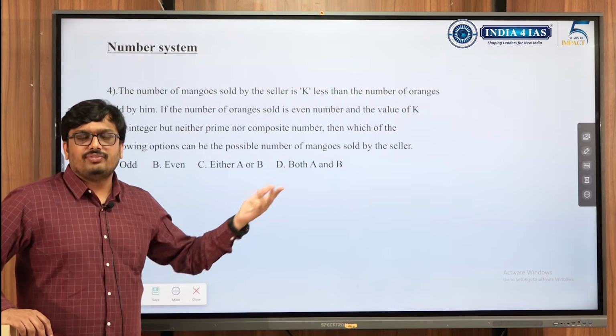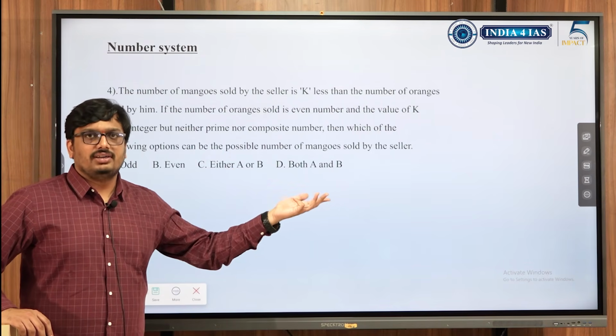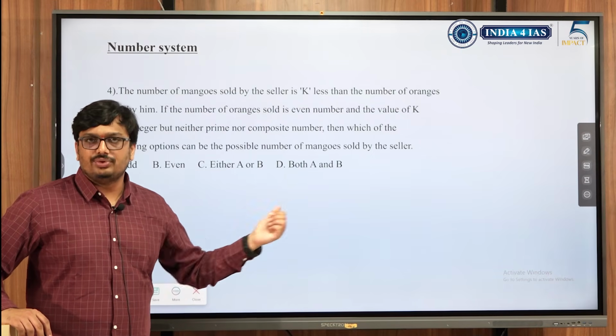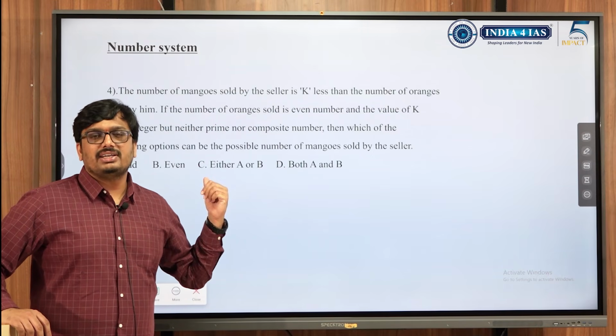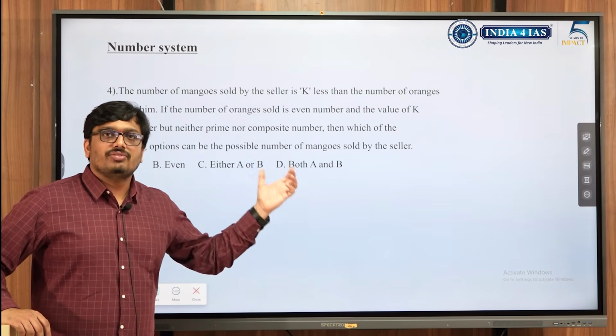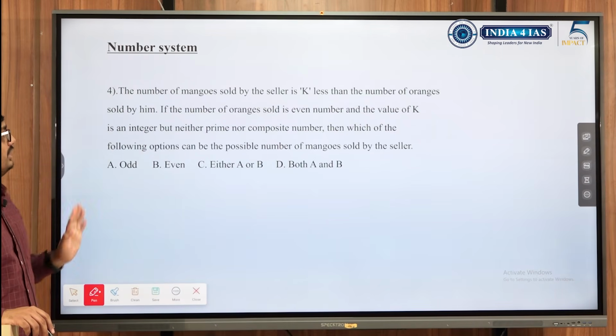For example, type 1 is summation or basics. Then type 2, original and reverse of a number. Type 3, cyclicity or finding unit digit. Type 4, that is remainder theorem. Type 5, HCF and LCM, and so many other types are there. So we will solve this question, the basic question.